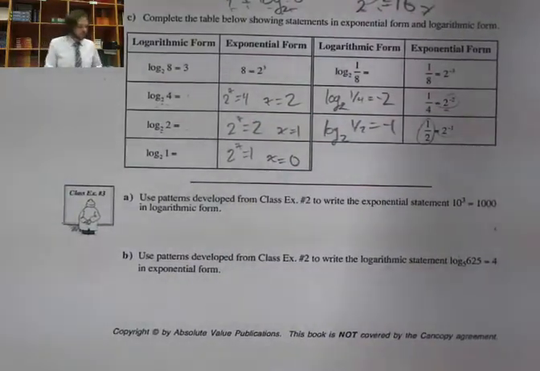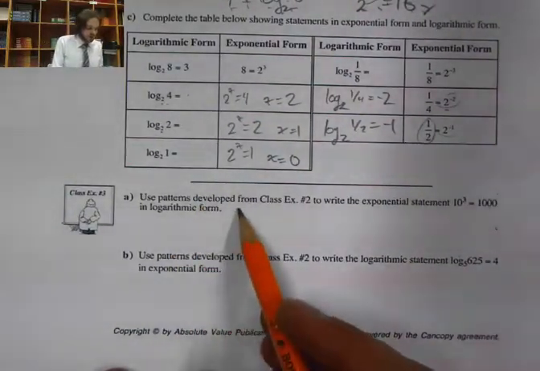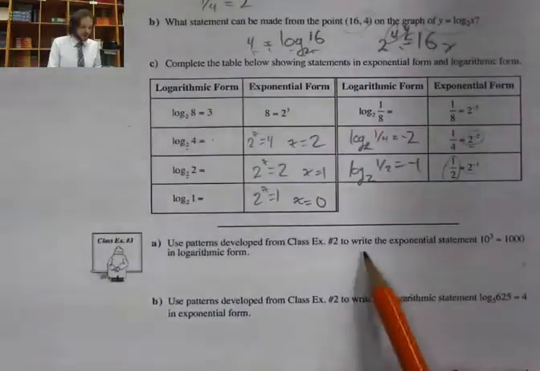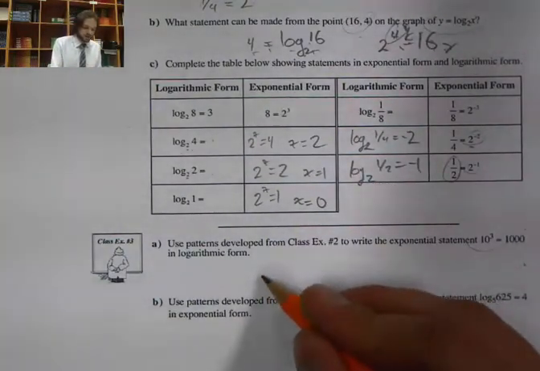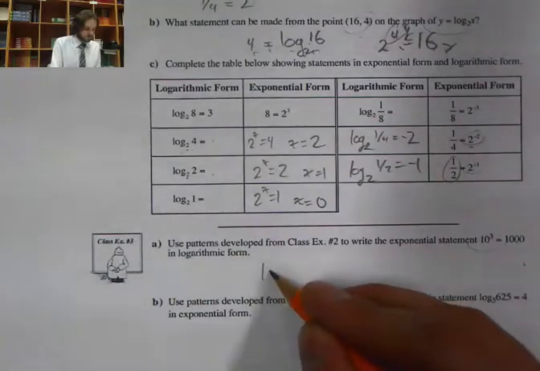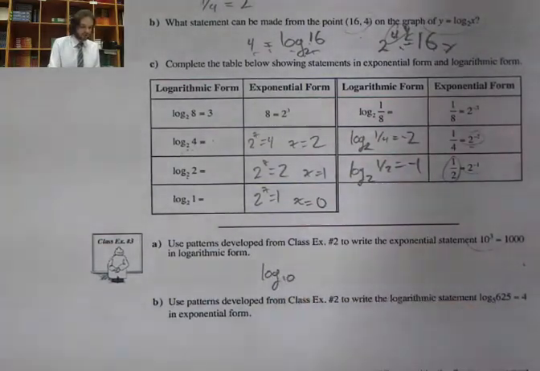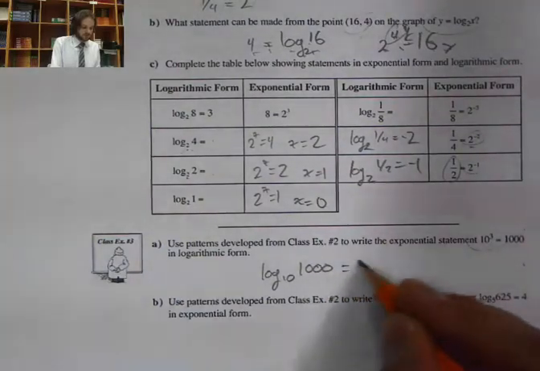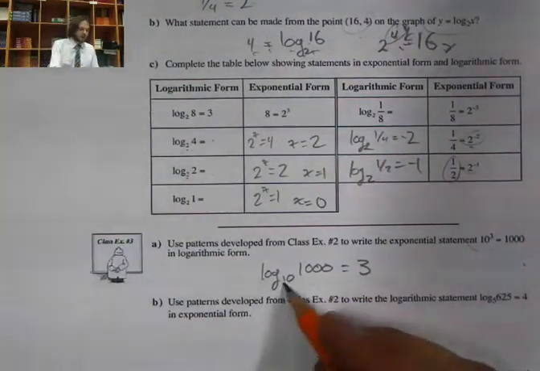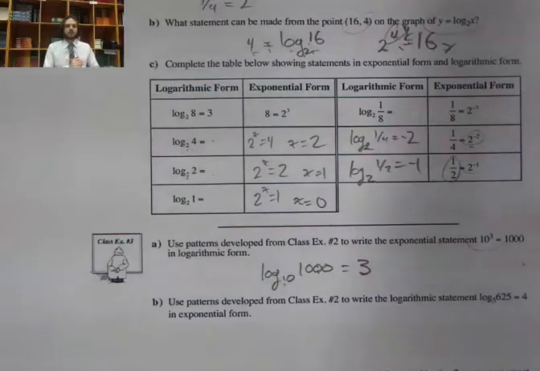It says, use patterns developed in this question above to write a statement for this in logarithmic form. So that's going to be log, and what are we in? We're in base 10, and we have log base 10 of 1,000 is equal to 3. That's it. So 10 to the power of 3 is equal to 1,000. That's all we have to do.